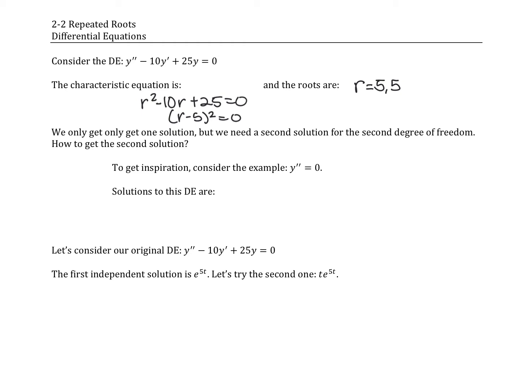Okay. Now, the problem is we only get one solution. And what we really need is a second solution for what we call the second degree of freedom, is how they reference this. Degrees of freedom mean how many unique solutions for the differential equation. So like this is a second order, there should be 2. So 2 degrees of freedom for second order.